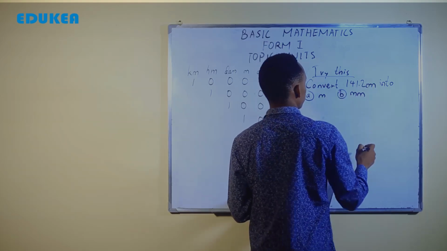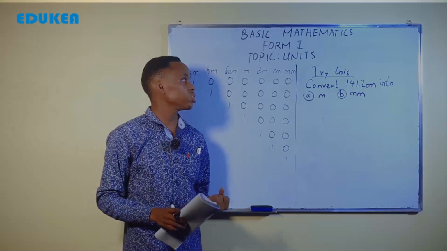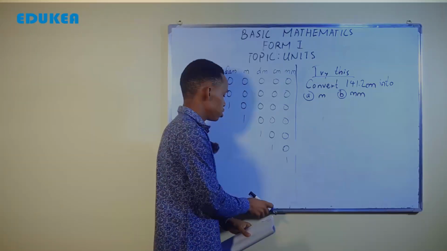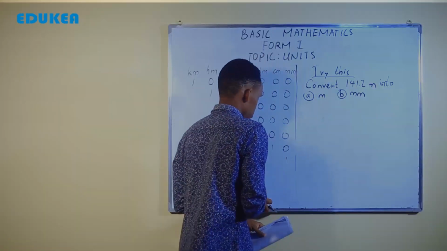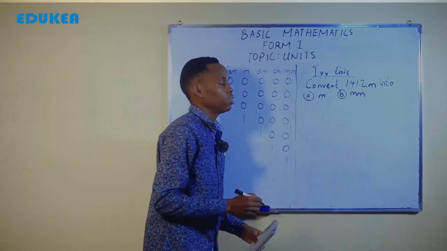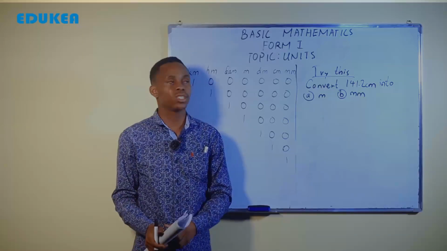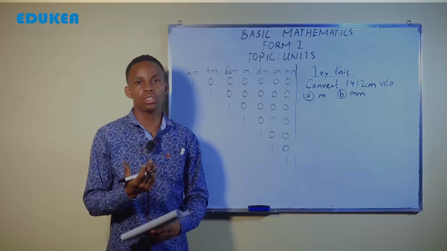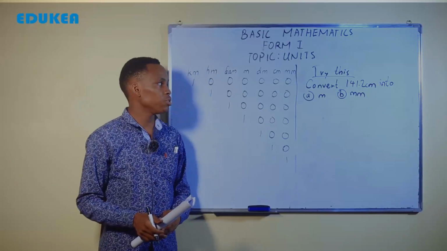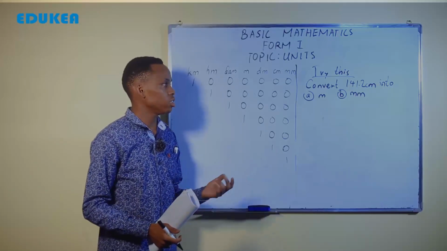So the question asks to convert 141.2 centimeter. This is centimeter. Into part A into meter, part B into millimeter. So just follow the instructions I instructed before and you may construct a table of such kind just to attempt this question.